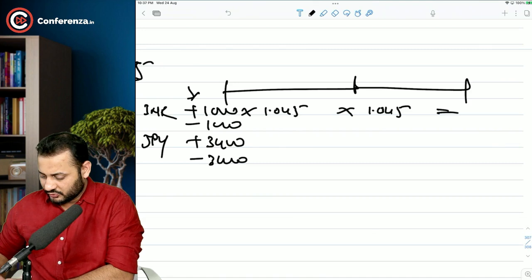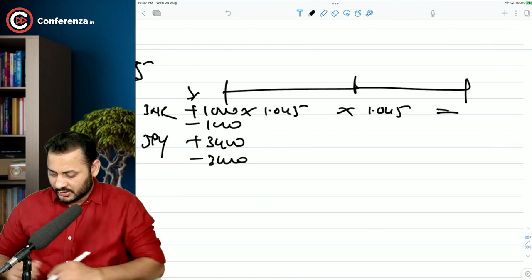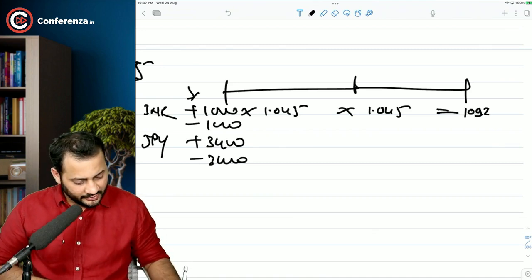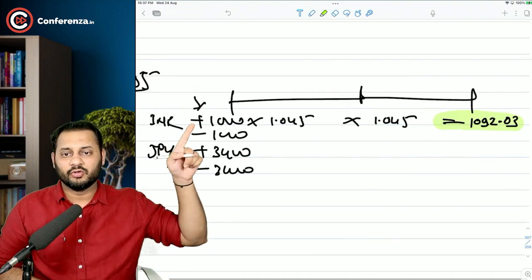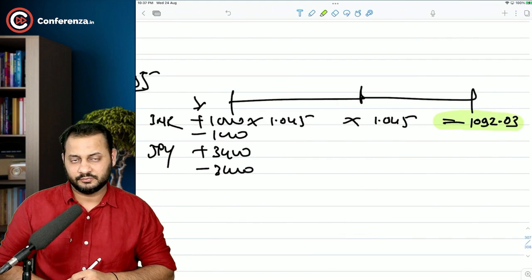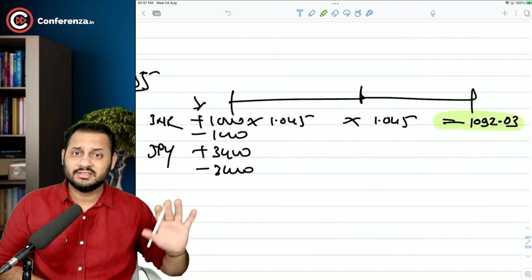1000 into 1.045 into 1.045 will go to 1092.03. This is the cash outflow in the first option when you borrow money from India. Okay, cool. This is the easiest one.